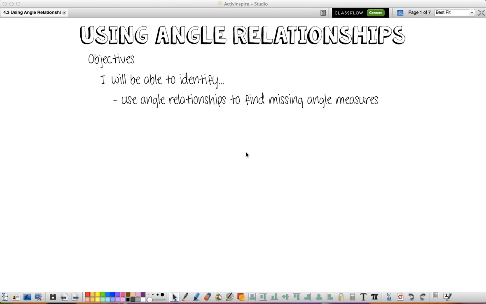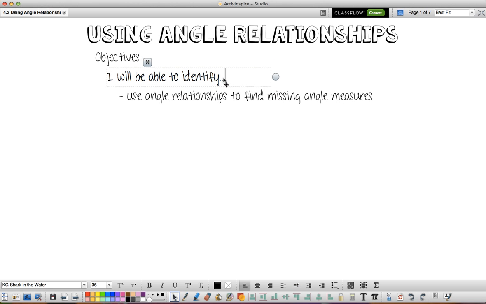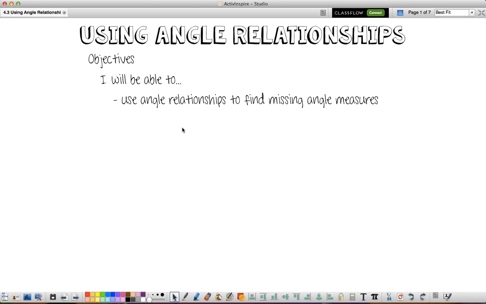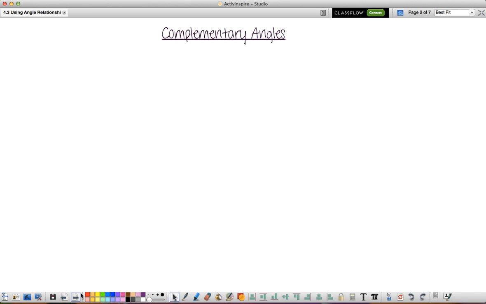Welcome to this lesson on using angle relationships. Today we're going to talk about using angle relationships to find missing angle measures. So we're going to use all of those different angles that we talked about previously, and we're going to use them and their properties to figure out missing angles.